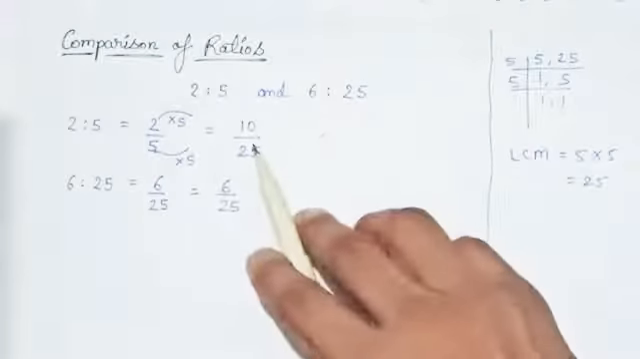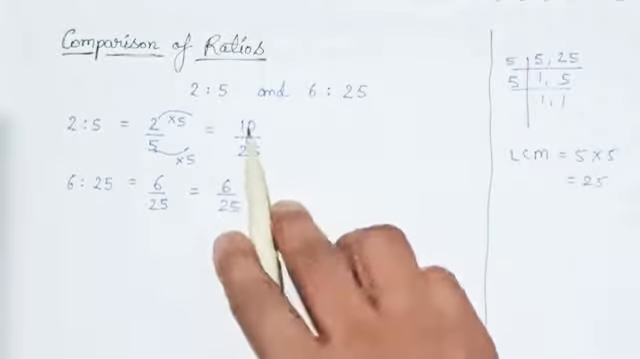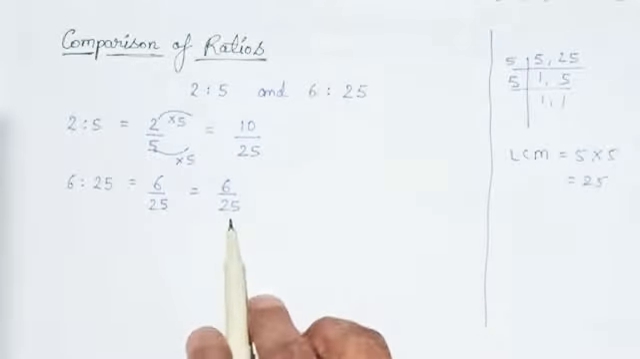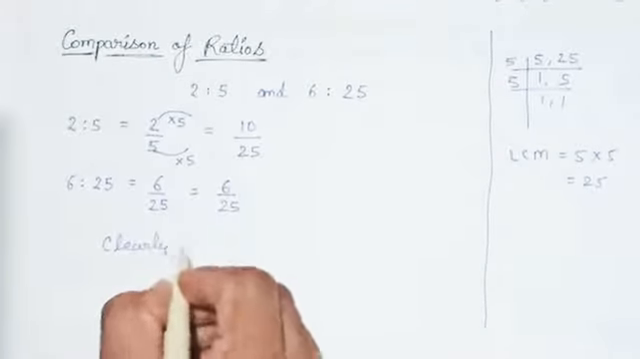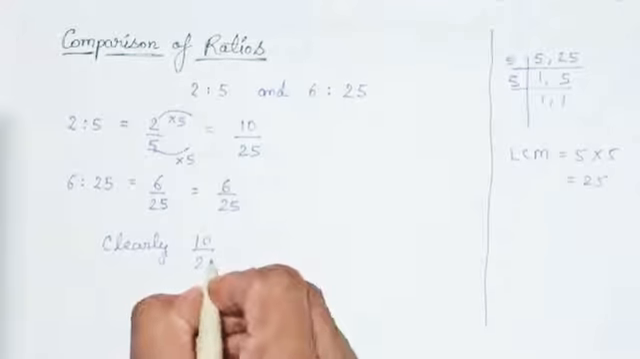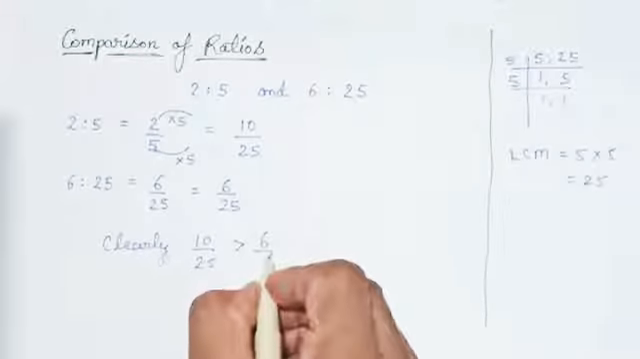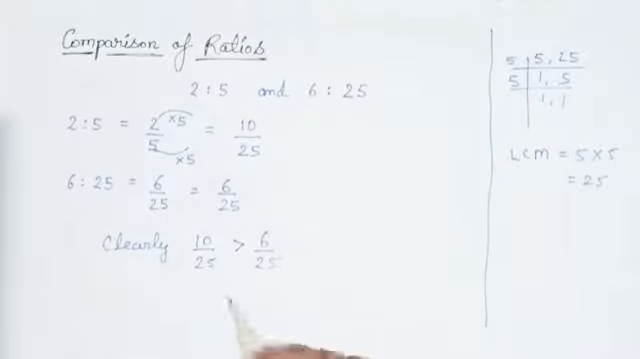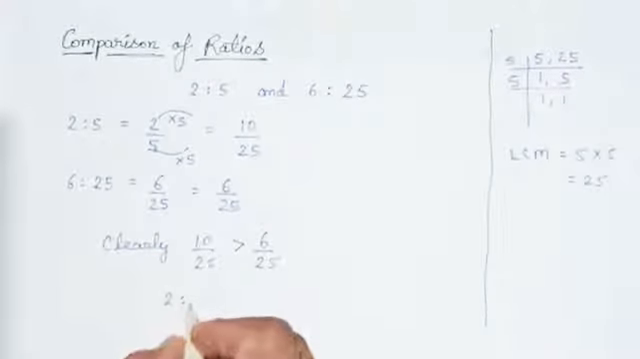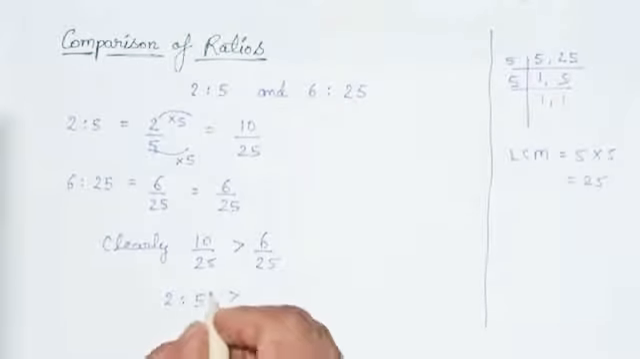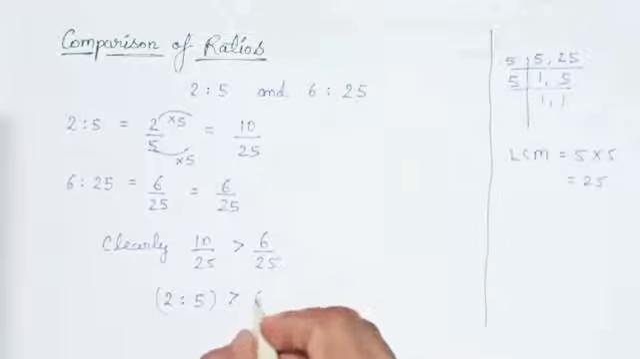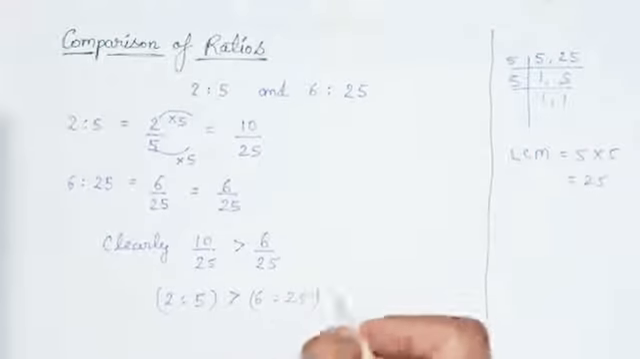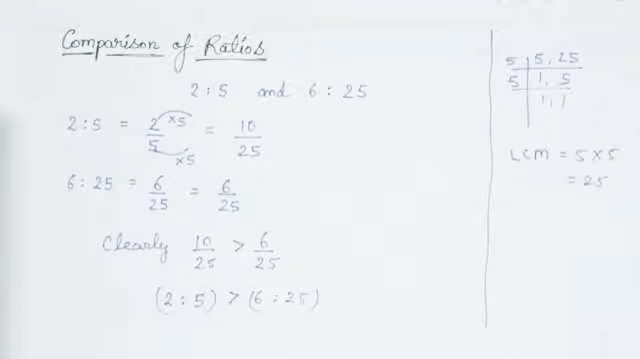Now you can see in these two fractions, 10/25 and 6/25, it is clear that 10/25 is greater than 6/25, and 10/25 is equivalent to 2:5. So we can write that 2:5 is greater than the ratio 6:25. So this is the method of comparing two ratios.